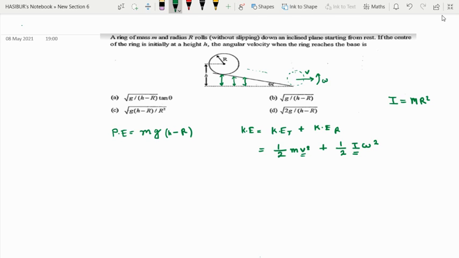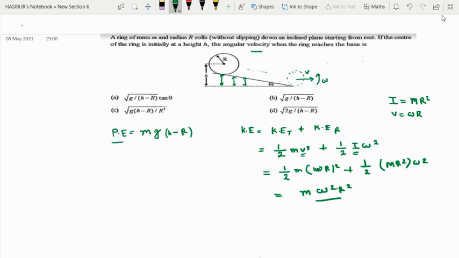Now the question asks in the form of the angular velocity, and we know this linear velocity is related to this angular velocity according to the formula v equal to omega r. So we can put it, and the equation becomes half m omega r whole square plus half I omega square. Then I substitute the functional form of I, that is m r square, and finally it will be m omega square r square.